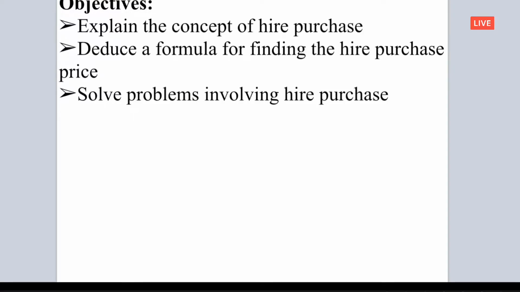Purchase. Then we're going to deduce a formula for finding the hire purchase price. And we're going to see how we can use the concept of hire purchase to deduce this formula. And then the third part, we'll be looking at solving problems involving hire purchase.